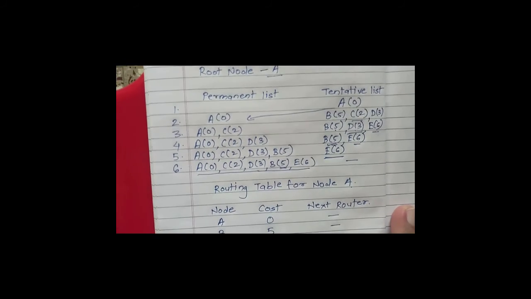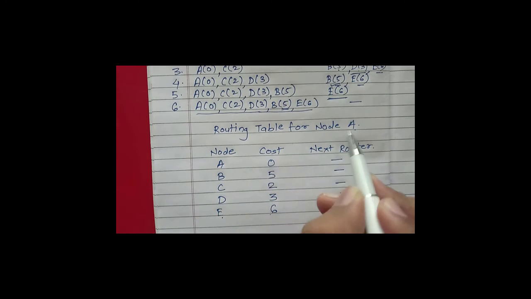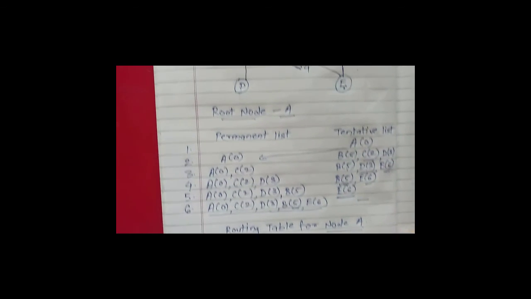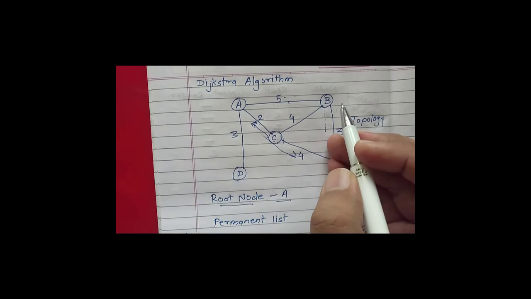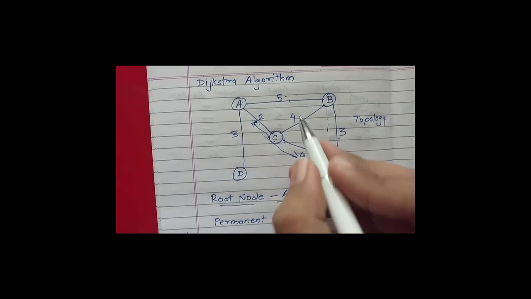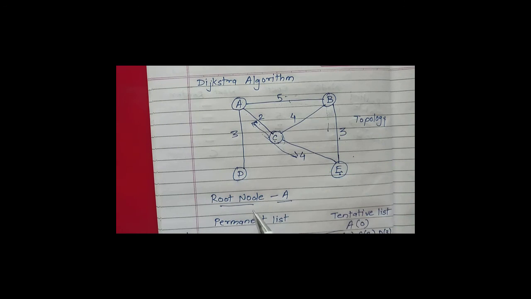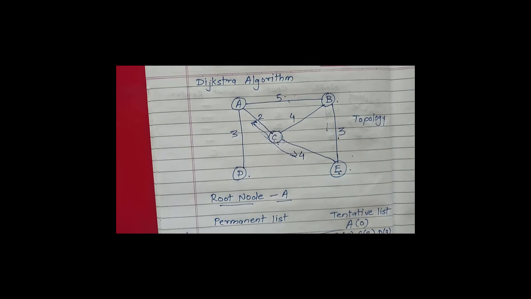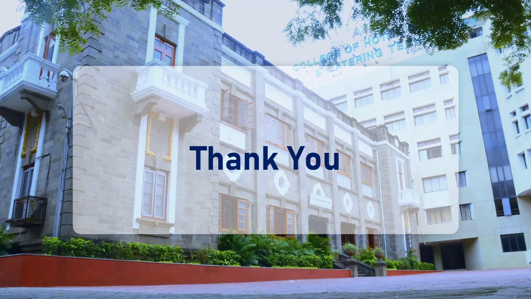So dear students, in this way the routing table is completed for node A. We have considered node A as the root node, and from node A we have found this particular routing table using Dijkstra's algorithm. Similarly, you can try by considering a root node other than A, like B, C, D or E. I hope you have understood how to implement Dijkstra's algorithm to find the shortest path.